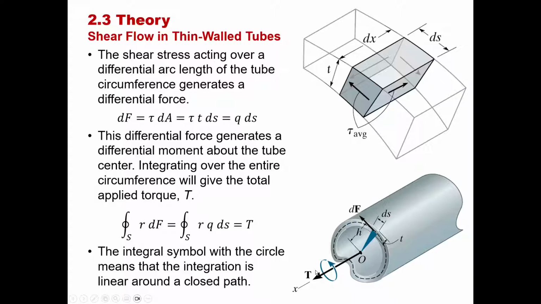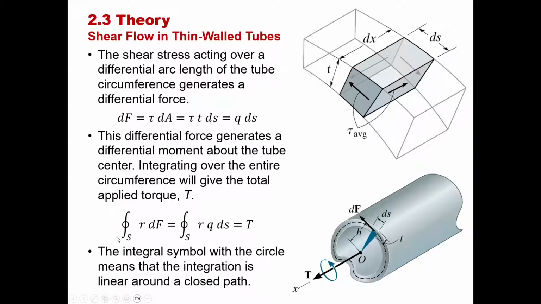So what we're saying here is that if we apply an external moment to this shaft, then it's going to be split up along the circumference of this tube, and the sum of the differential forces around the circumference of this tube are going to sum up to be the externally applied torque that we have in this thin-walled shaft. So that's what this means right here.